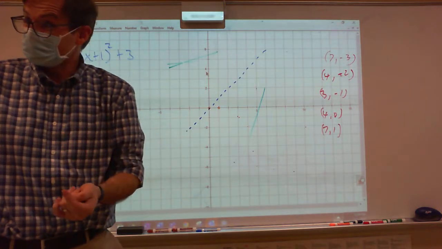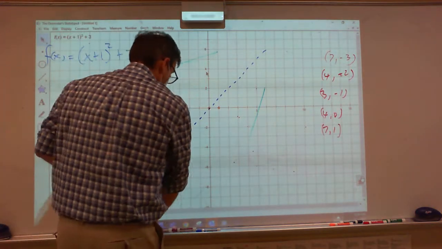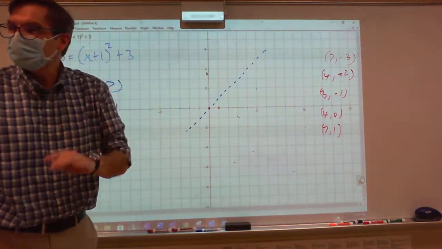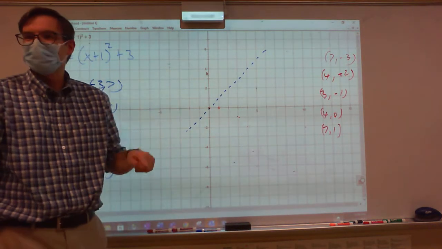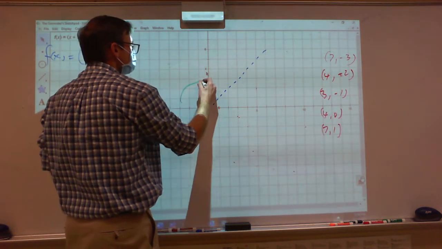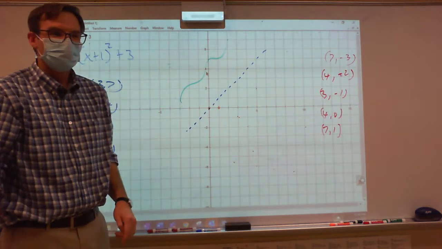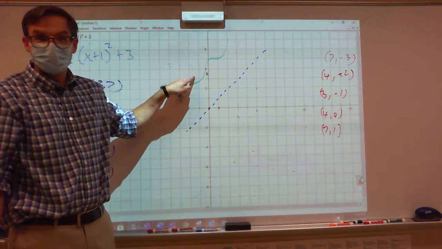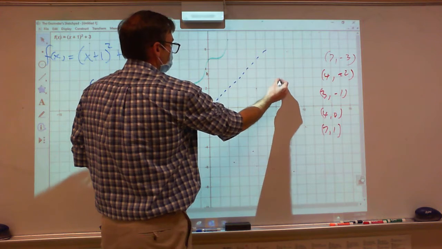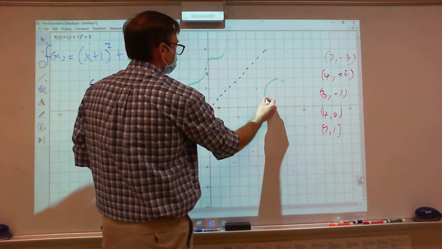Actually, it doesn't have to be straight. Here's the defining feature. It has to either be always increasing or always decreasing. For example, if I do this, that's a function. And if I flip it, good grief, how do I draw this?